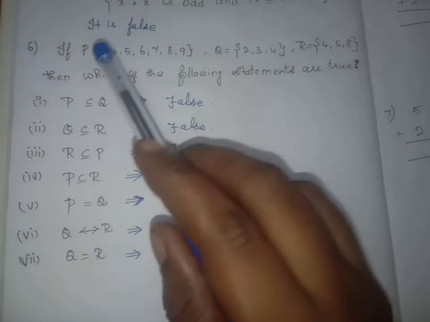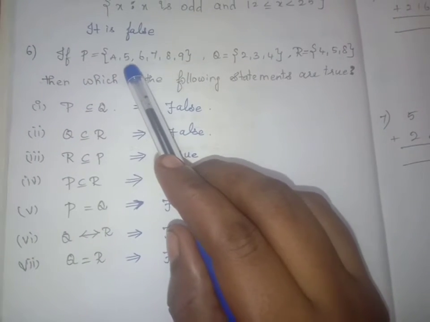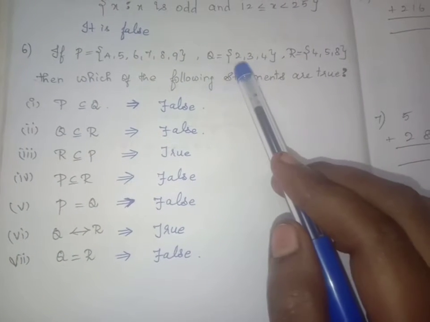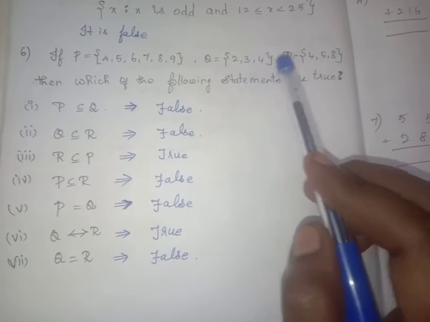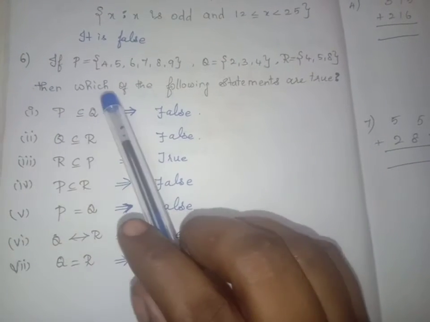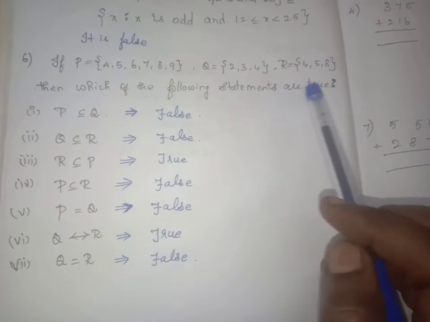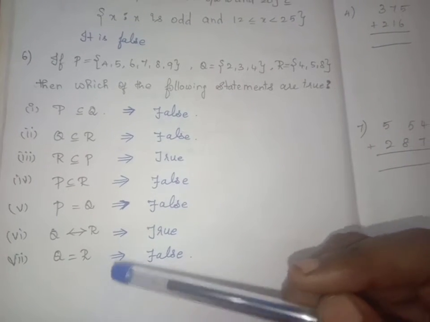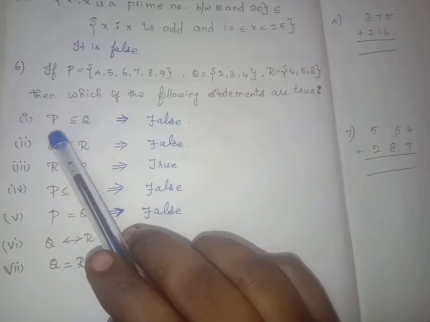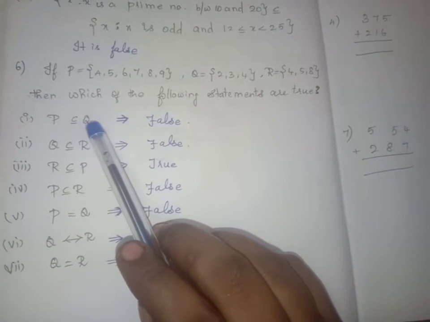Sixth sum. If P is equal to {4, 5, 6, 7, 8, 9} and Q is equal to {2, 3, 4} and R is the set {4, 5, 8}, then which of the following statements are true? Some statements will be there. You will check whether the statement is true or false, and you will write. P is a subset or equal to Q.